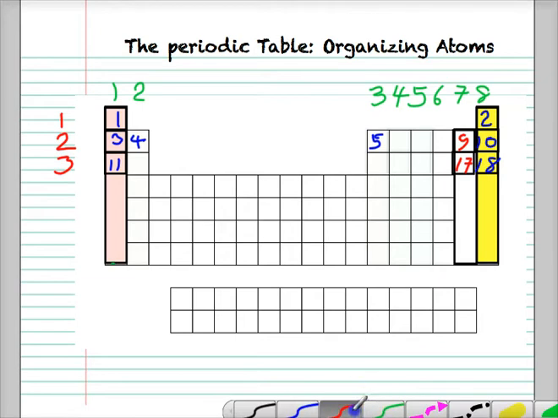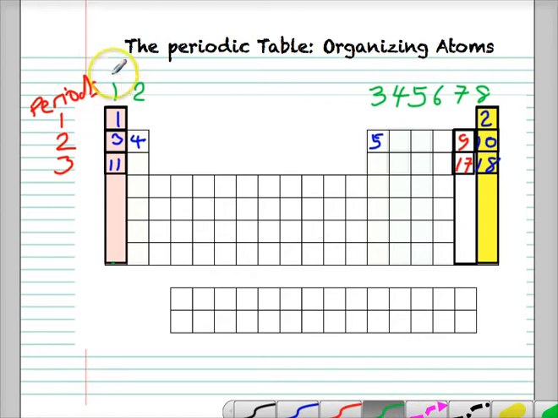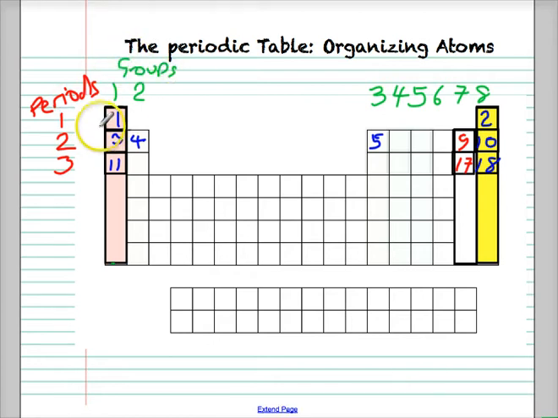So just recapping, we have the rows, which are known as the periods, and we have the columns, which are known as the groups, and the numbers that we see inside are the proton number, or the atomic number of the element. That tells us the number of protons and the number of electrons. Each group contains elements that have similar properties. We will pause there and continue in podcast number 9.